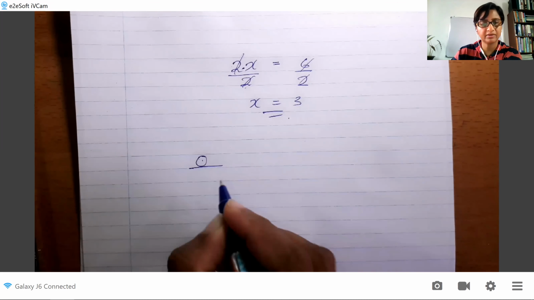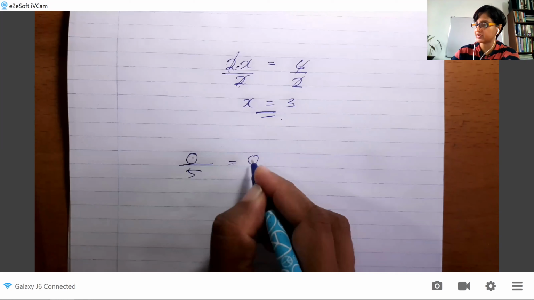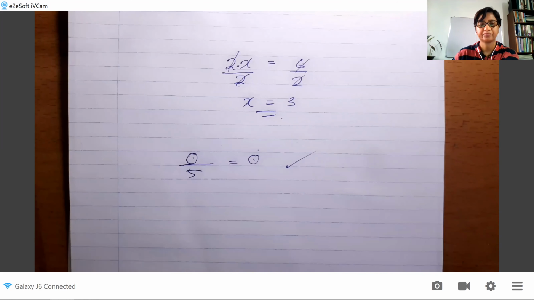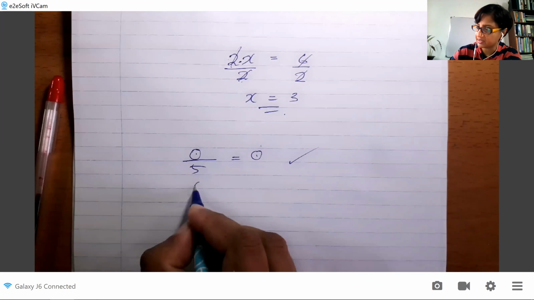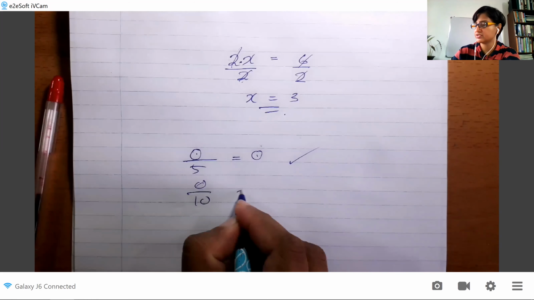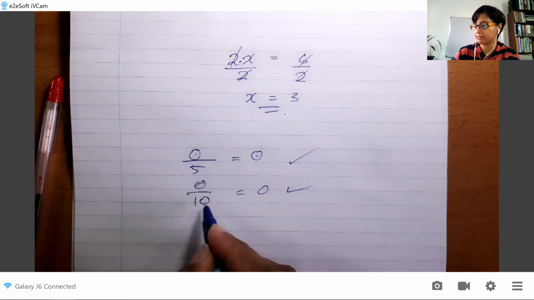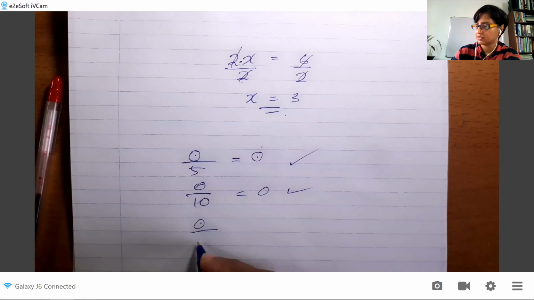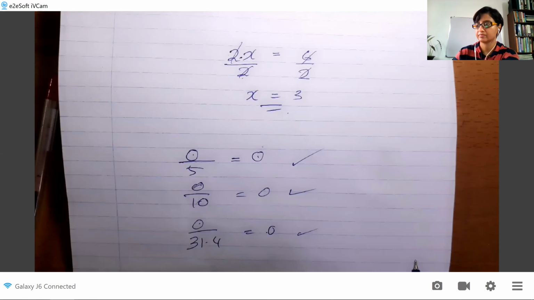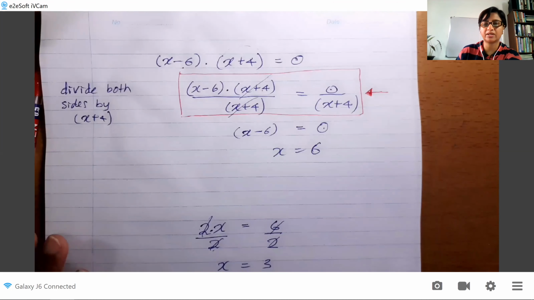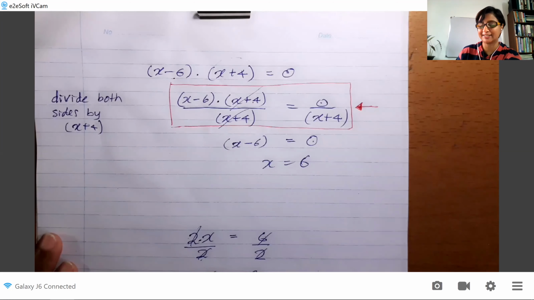0 divided by 5 is 0. That is fine. There's nothing wrong in this. This is correct. 0 divided by 10 is 0. You can divide 0 by another non-zero number. 0 divided by 31.4 is 0. They are all fine. I'll tell you what we are doing. What is the illegal thing that we are doing here?